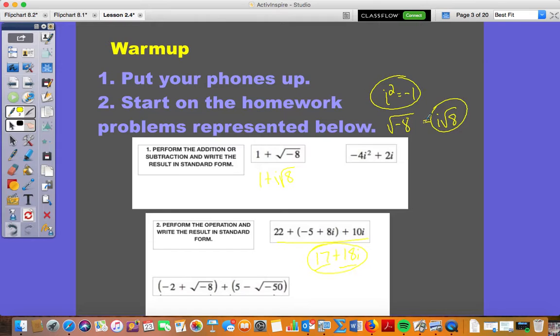I'll give you about 2 more minutes. And if you feel good, you can even go to the third one on number 2 below it. That one is a little bit tougher.